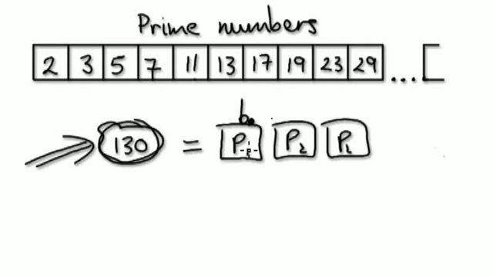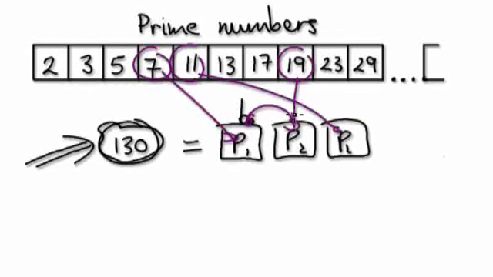So I can select prime numbers. Maybe this one goes in here, maybe this one goes in here, maybe this one goes in here. And then when you multiply all the prime numbers together, it will give you this number here.